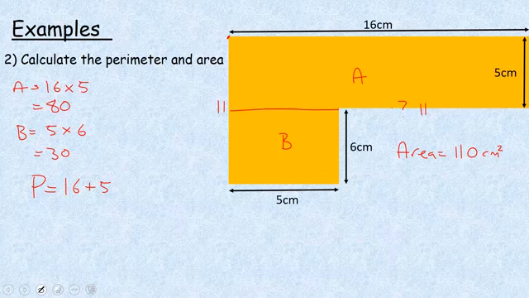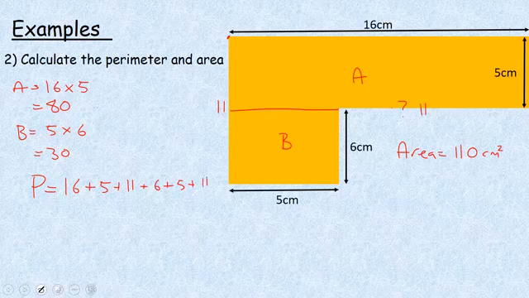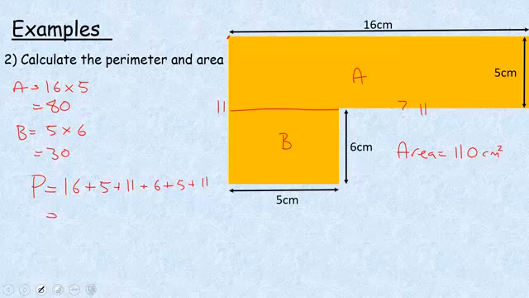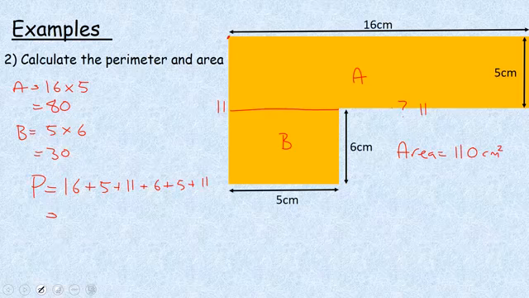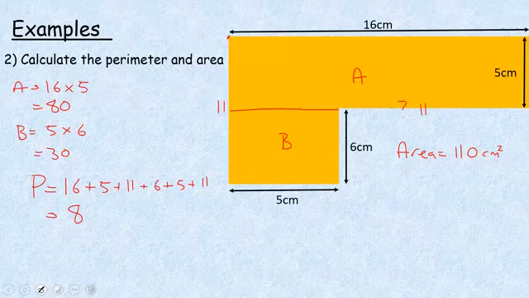Okay, so we'd already done the 16 and 5, so we've got to add 11 plus 6 plus 5 plus 11, and that would give us 80, no it won't.